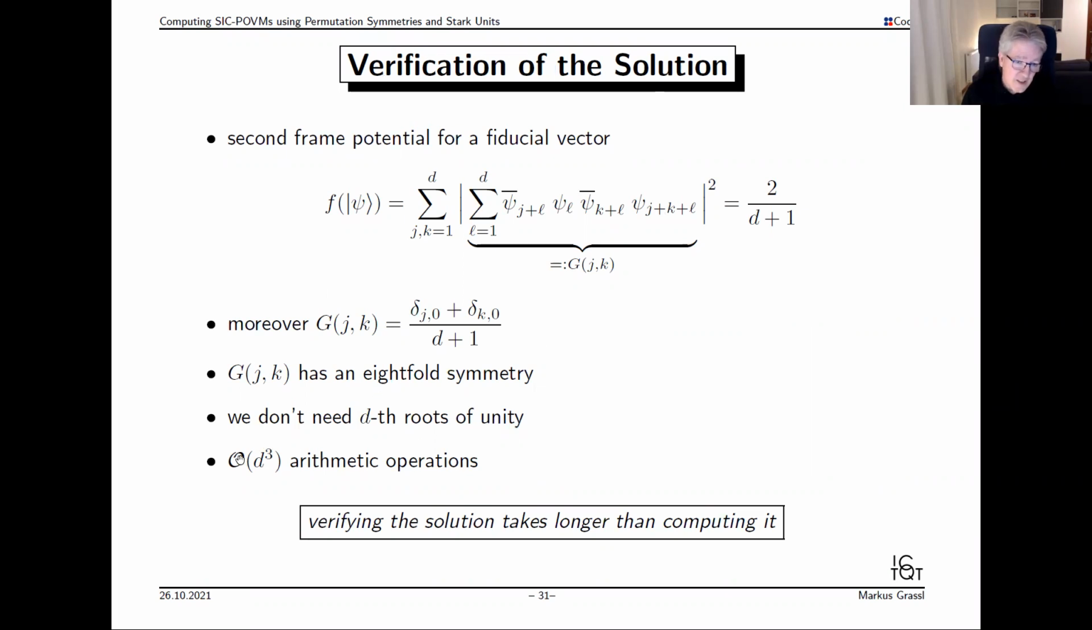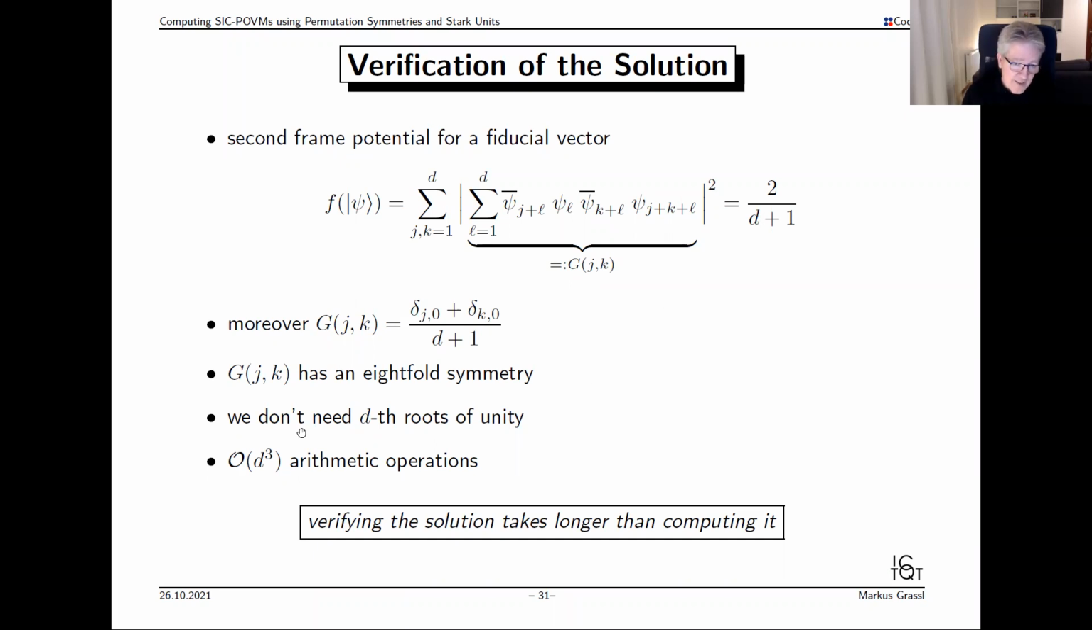which needs cubic many operations. We can do slightly better by looking at these particular terms, which obey some additional symmetries. So we can reduce it by a factor of 8. And also we can check each of these terms, whether they have the correct value, instead of only waiting until we have all of that.